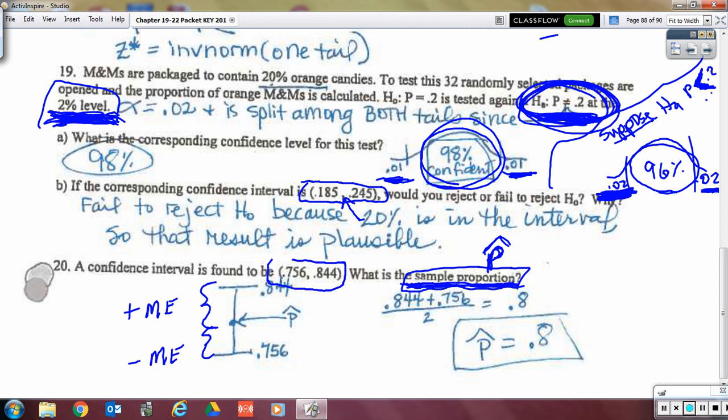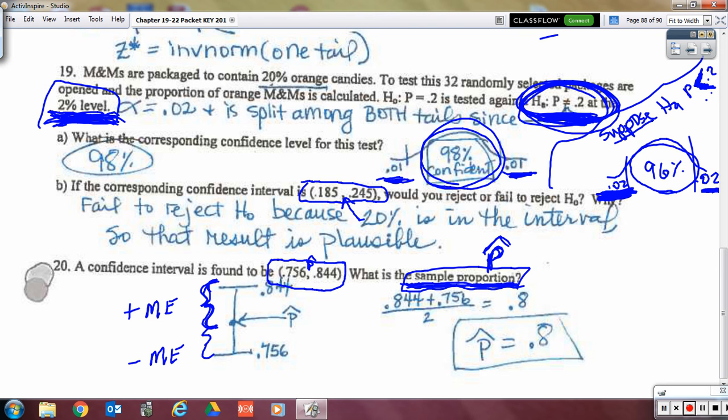Based on an interval, the p hat falls smack dab in the center of your interval, because you do p hat and then margin of error up and margin of error down. So when it asks for the sample proportion, that's smack dab in the middle of your interval. Okay. If it had asked for margin of error, of course, then that would be this section here. That would be this distance.